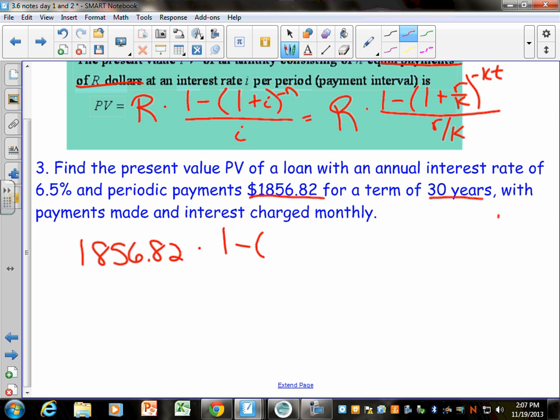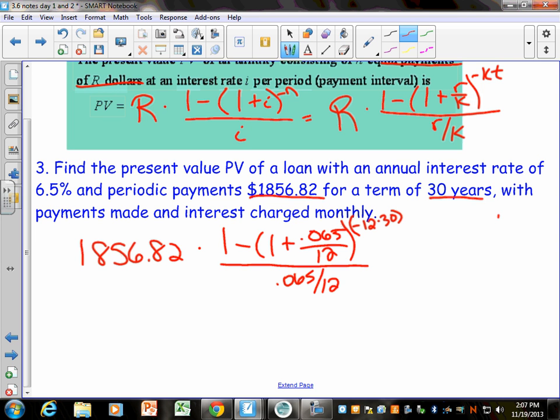1 minus 1 plus 0.065, monthly would be divided by 12. Don't forget your negative exponent up here. So this is to the negative 12 times 30. Right, that's going to be a really big number. Or small number, I guess, since it's negative. All divided by 0.065 divided by 12.